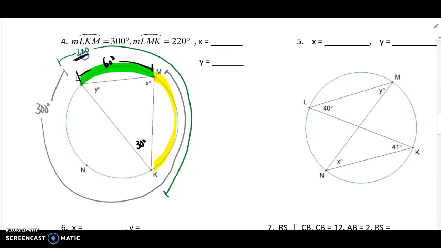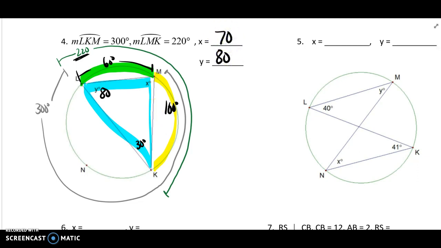Wrong angle metric, this should be 220 degrees. So 220 minus that 60 will give us 160 degrees for this yellow. Divide that by 2 and we'll get that y is equal to 80. And then inside of this blue triangle, we have 180 degrees. 180 minus 80 minus 30 gives us 70 for x.